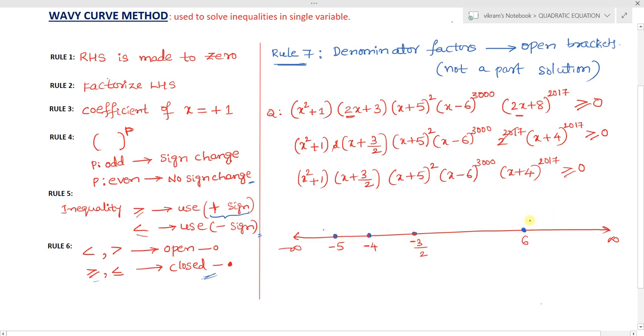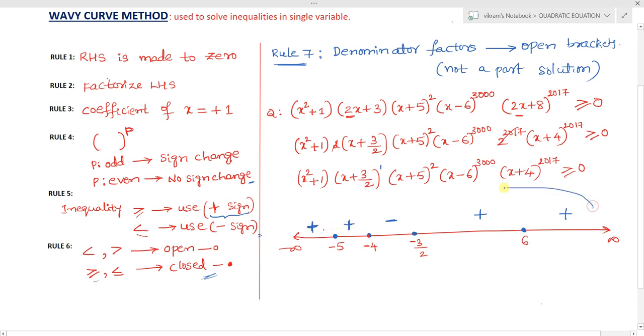Next, right of the rightmost root is always represented with a plus sign. Now x minus 6, it is power 3000. 3000 means even power. Even power means no change in sign, it is plus. Next interval is plus only. At minus 3 by 2, odd power. Odd power means next we need to change the sign. And at minus 4, power 2017, again odd power, that means change the sign. At minus 5, x plus 5, it is an even power, no change in sign, the same sign continues.